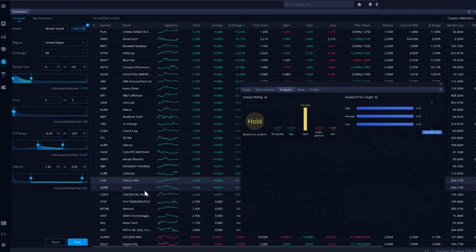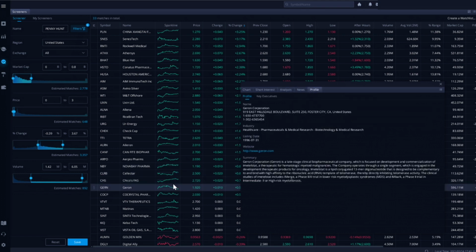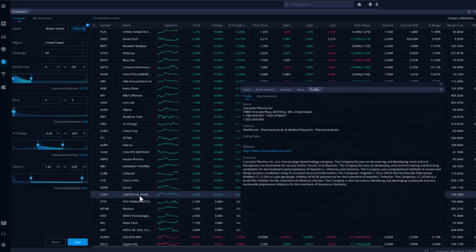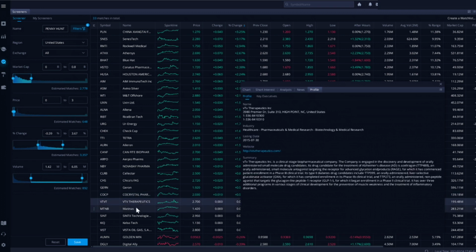All right, Chico's can beat feet, I guess. Late stage clinical biopharmaceutical company. Man, the biopharmaceuticals are everywhere. Pharmaceutical. Therapeutics. Biopharmaceutical. Companies engaged in discovery and development of orally-administered small molecule drug candidates. Oh, Alzheimer's. Something else, boy. Man, you get a freaking drug for Alzheimer's?